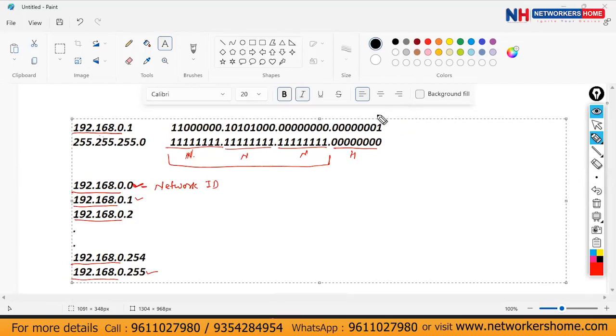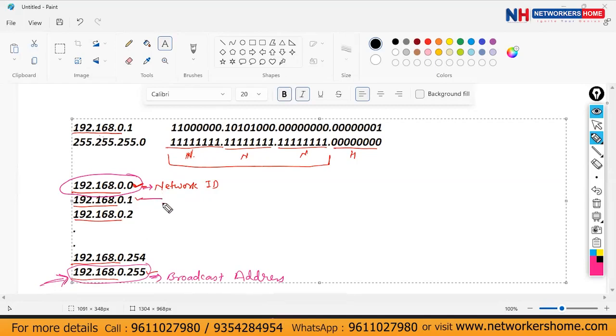Means you cannot assign this IP and this IP. Why? Because it is reserved to represent the network. It is the network ID. And this is reserved for the broadcast address. Remember broadcast, one-to-all communication. So if I want to deliver a message to everyone in this network, I'll simply send it to this. Or if I ping this IP, it is going to reach each and everyone in my network. Because what is broadcast? One-to-all communication. Is that clear?